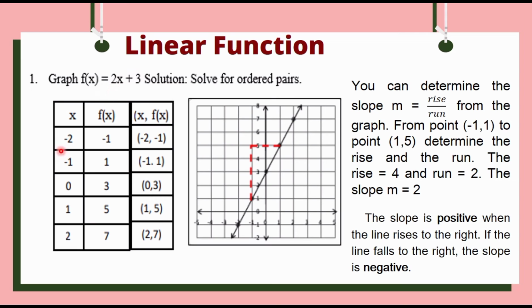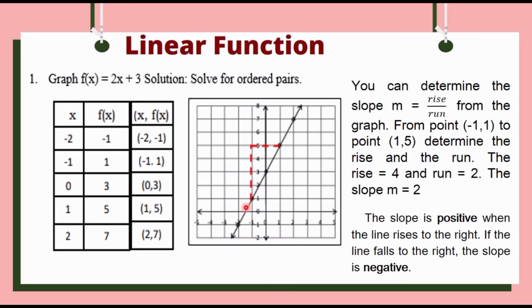So, here, we just need to substitute negative 2 to our x. 2 times negative 2, we have negative 4, plus 3, we have negative 1. So on and so forth. So, kapag nakuha na natin ang values ng f of x, pwede na natin siyang ilagay dito as ordered pair. We have (negative 2, negative 1), (negative 1, 1), (0, 3), (1, 5), and (2, 7). So, after that, kung siya na may nakagraph, ito na yun.